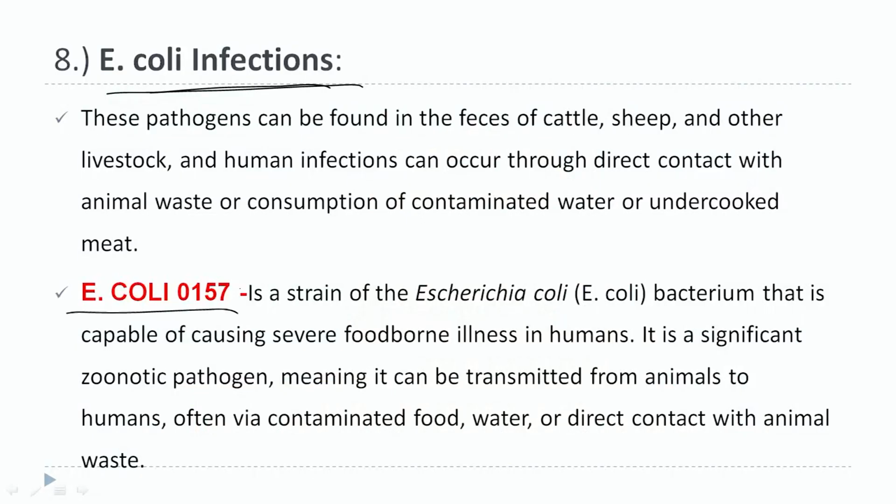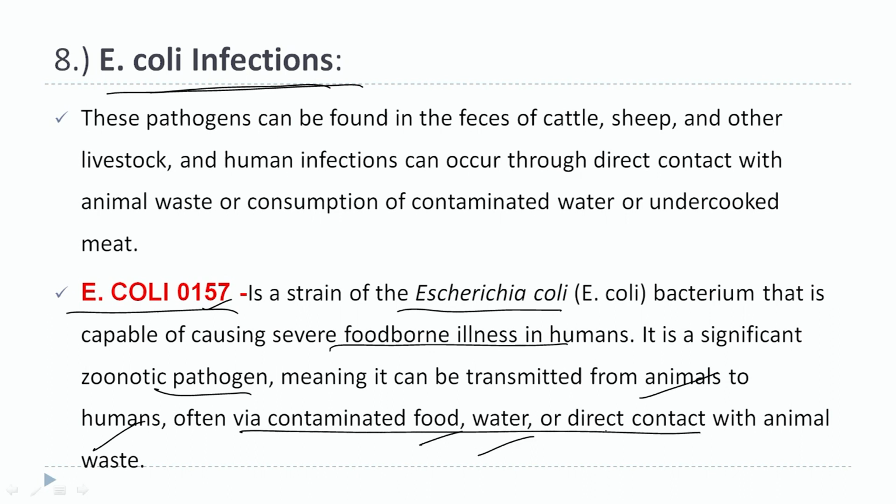One important strain of E. coli is the E. coli O157 strain, which causes a severe foodborne illness in humans. It is an important pathogenic zoonotic pathogen that is mainly transmitted from animals to humans by contaminated food, water, or in some cases through direct contact.